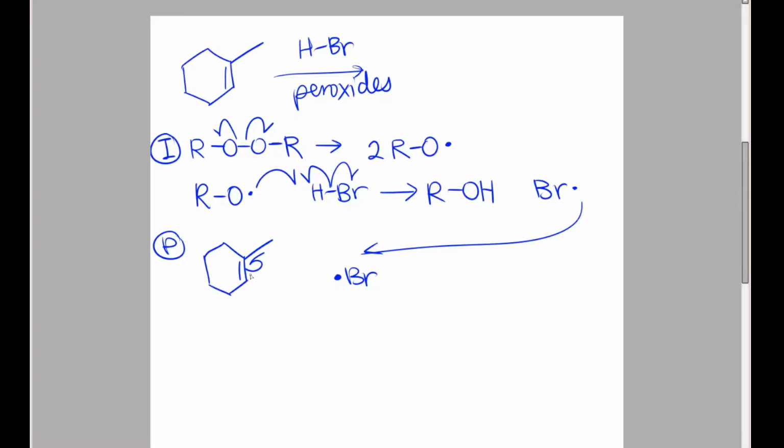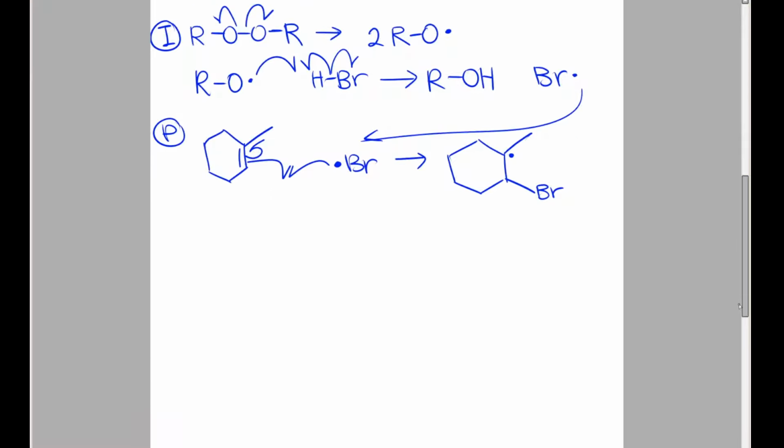And then the other half of this double bond is going to turn into a radical reaction with this bromine radical, and it's going to form a bond with it. So we're going to get something that looks like this, with the radical on the more substituted side of the carbon, or of the alkene.